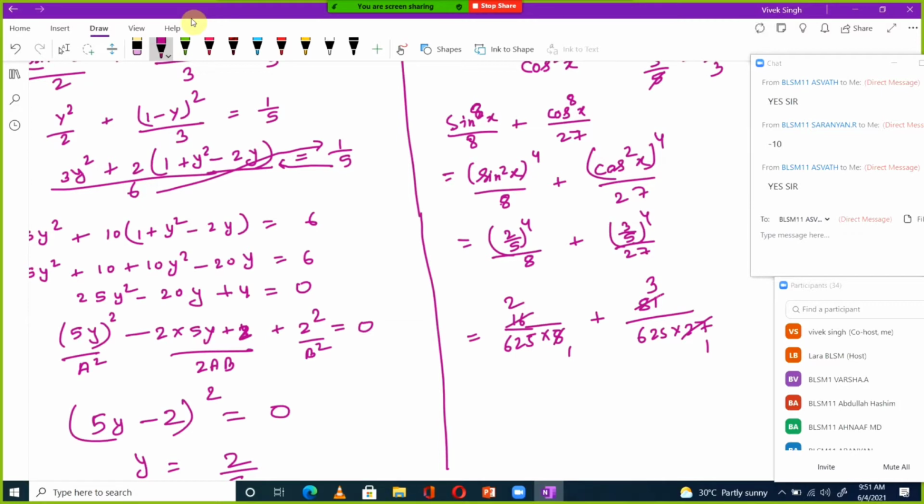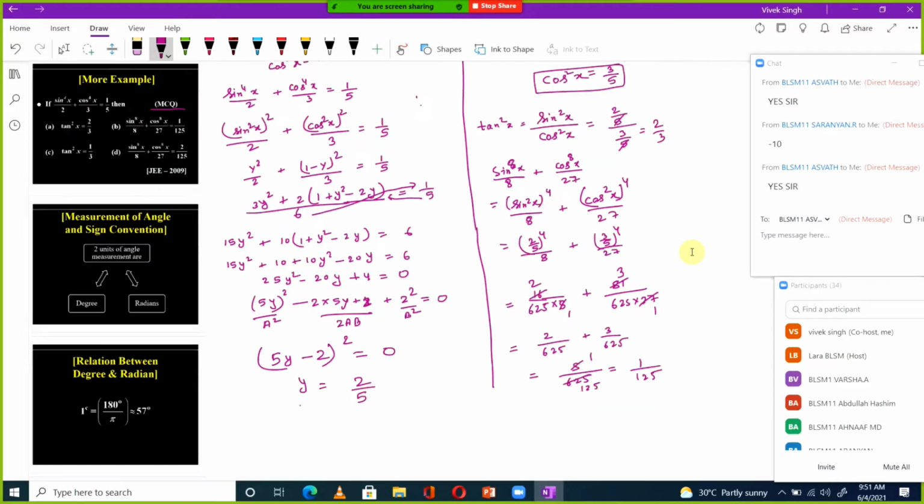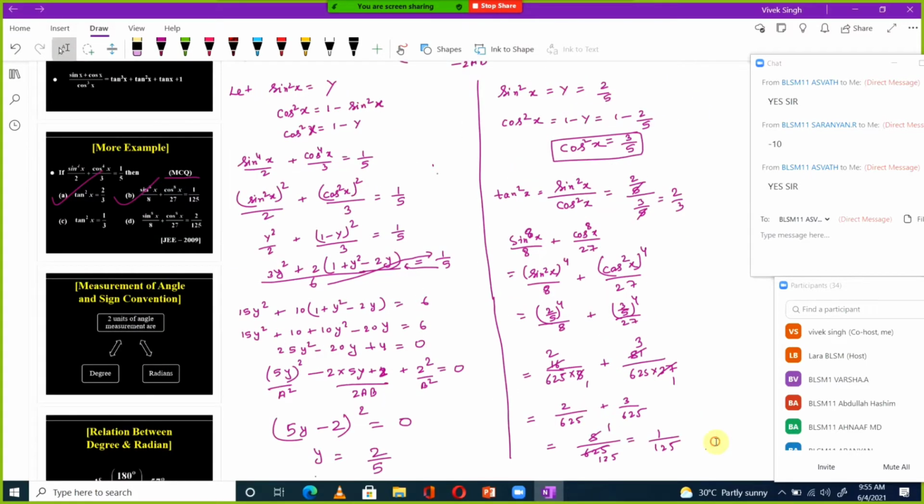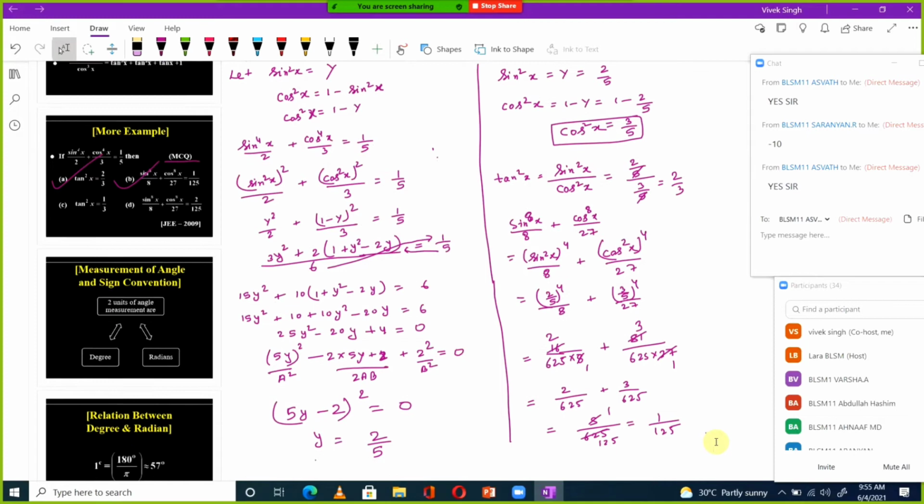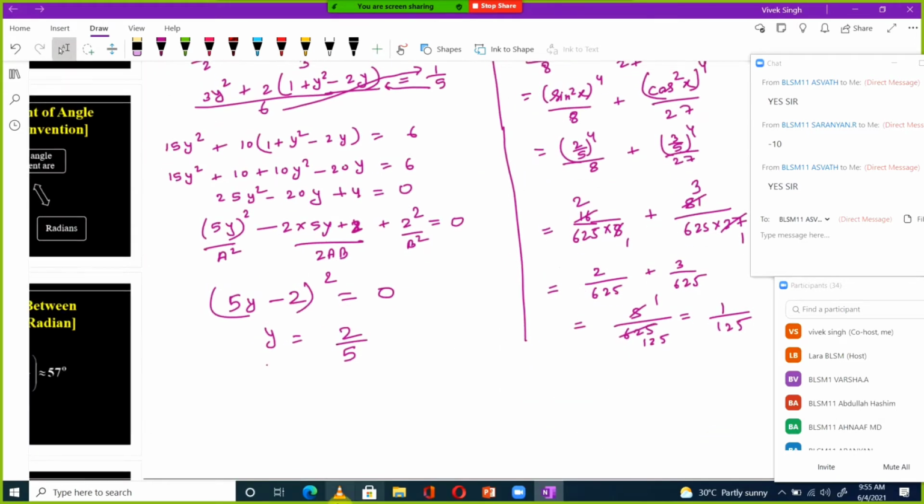So what we are getting? We are getting 2 by 625 plus 3 by 625. It means it will be 5 by 625. If base will be same, numerator we can add or subtract. So what you will get? We can cancel out 1 and this will be 125. So answer will be 1 by 125. It means option A and B both are correct. Clear? So option A and B will be correct option for this.